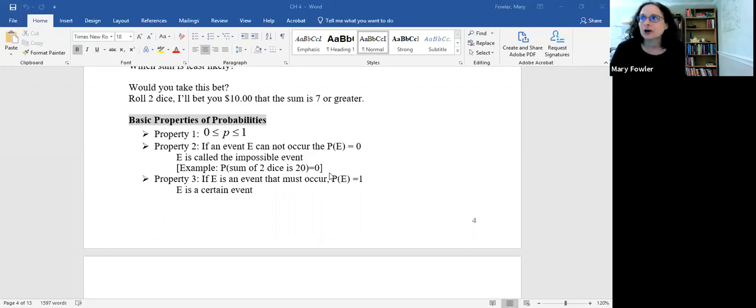And that can't occur. Okay. And then the last property I want to talk about for a moment is property 3, that an event that must occur has probability 1. It's called the certain event. So an example of a certain event is to roll the die and get a sum that's between 2 and 12. That was a certain event. We saw the probability of that occurring was 1.